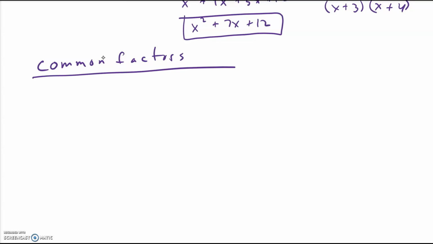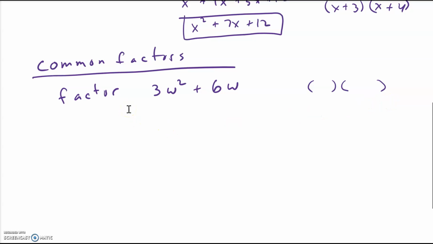Okay, so for example, let's say the question is to factor something like 3w squared. We don't have to use x all the time. Like 3w squared plus, let's say, 6w. The idea here is to ask yourself, what two things can you multiply together that would give you 3w squared plus 6w for the answer?